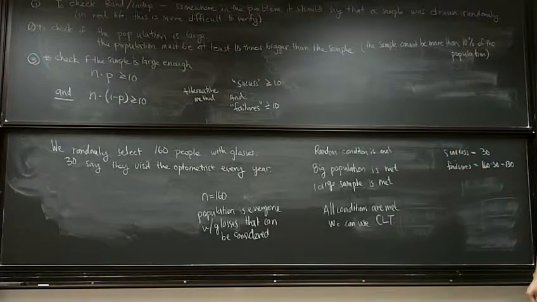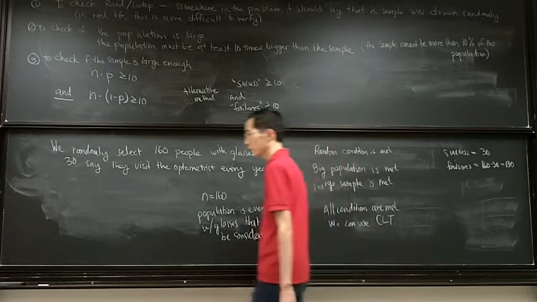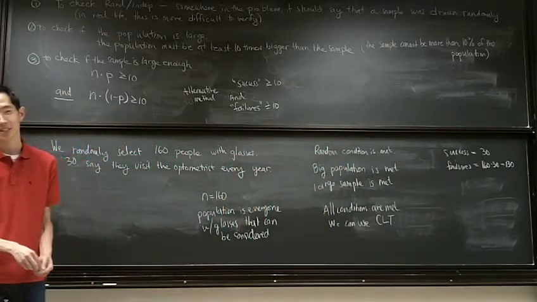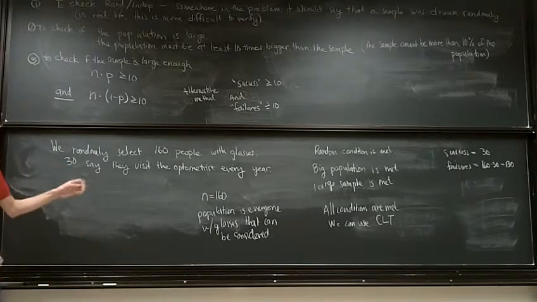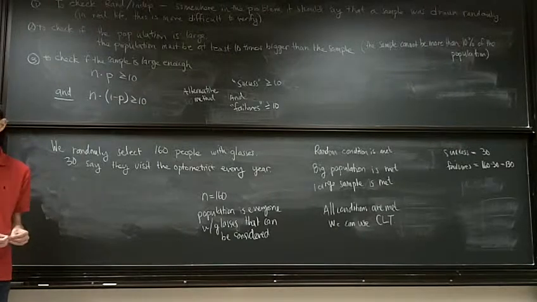Yes? I'm a little confused on the big population part. Like, how can we assume a number for everyone that wears glasses if we don't know the number? Yeah, we don't know the number, but just from our common sense. If the population is everyone in America that wears glasses, is there more than 1,600 people? Yeah. Okay.